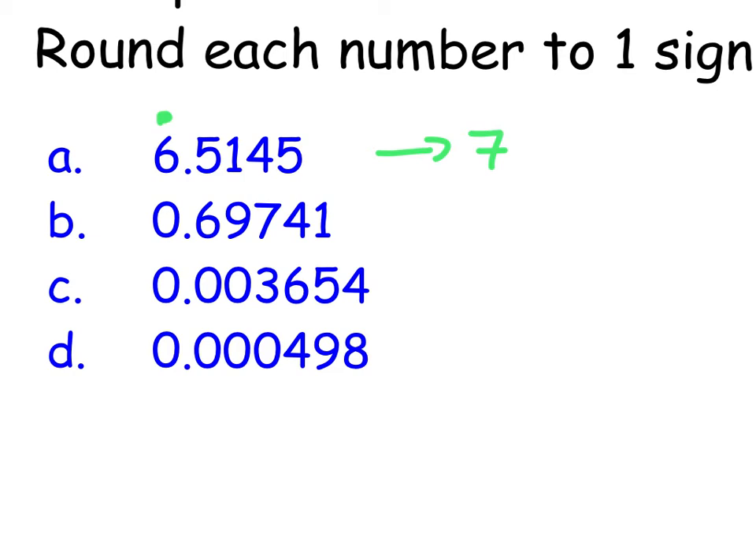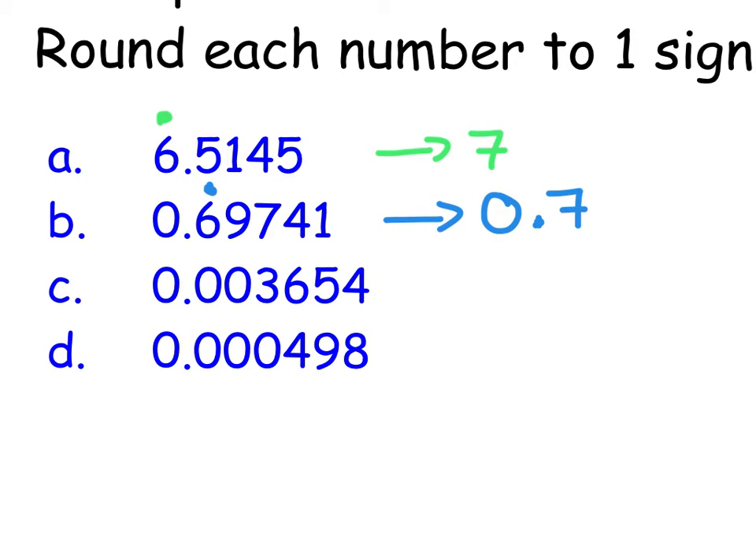My next one, 0.69741. The 0 at the front doesn't count. So the first one I'm going to put my dot at is the 6. The next number is a 9. 9 goes up. So there's your 6 going up to a 7 again. You have to keep the 0 at the front though to keep the place value. So that is 0.7.